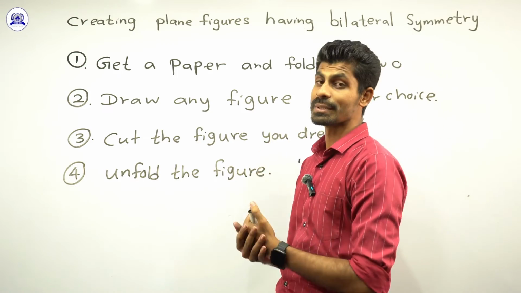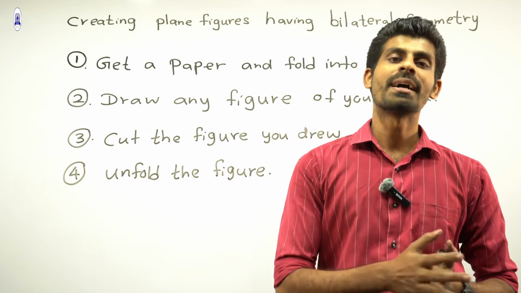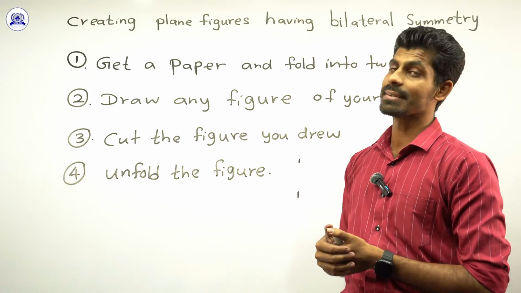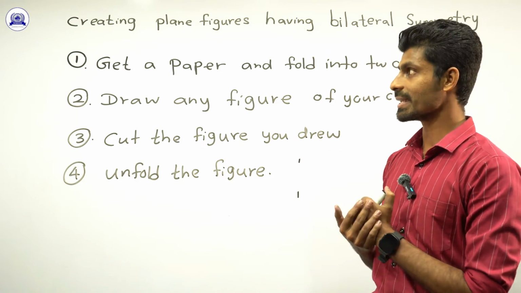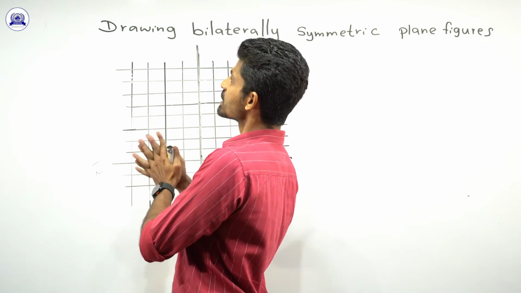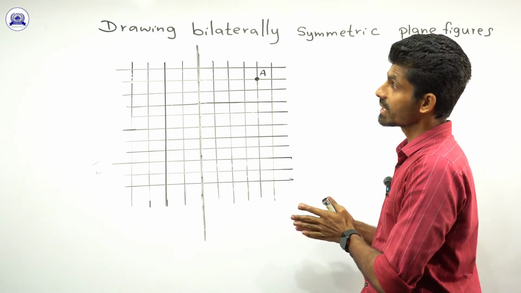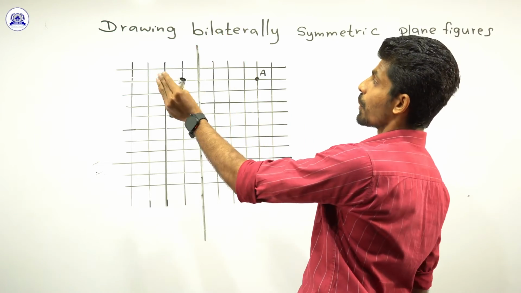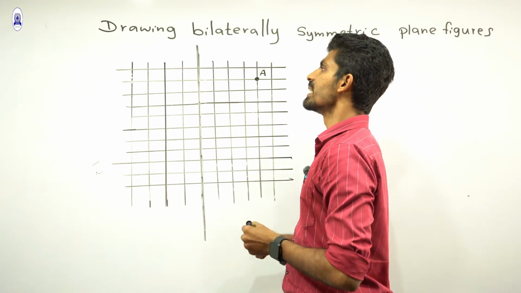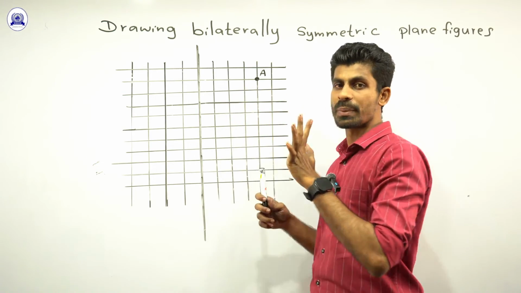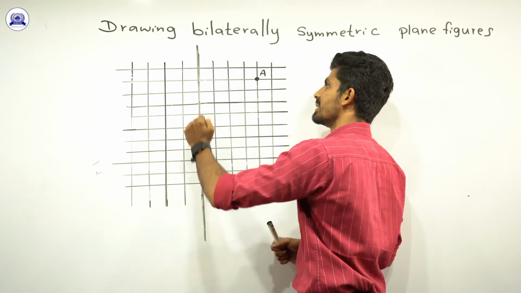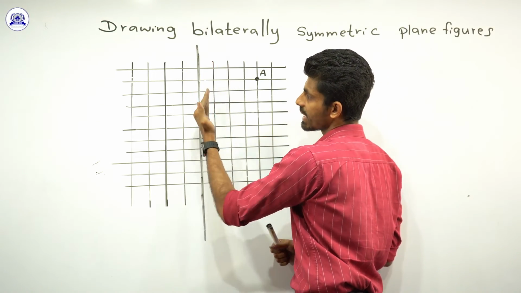I'm quickly moving to the last part of the session, how to complete bilaterally symmetric figures, right? Okay. Right, my dear student. So this is the last part of the session. What is the session? Drawing bilaterally symmetric plane figures, right? Look at this one. That one is very easy. Can you see this main line? Right? This is the main one. This is just like the mirror.